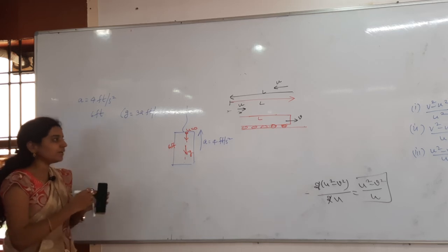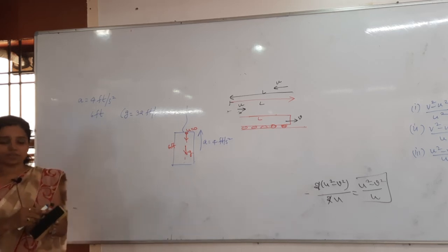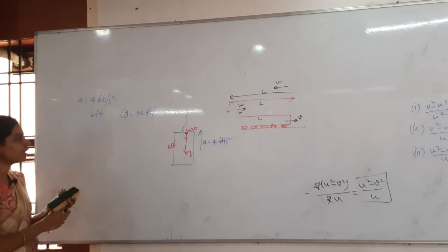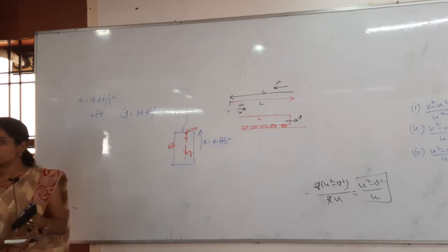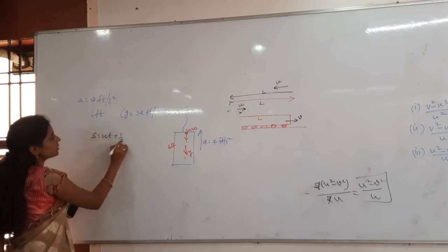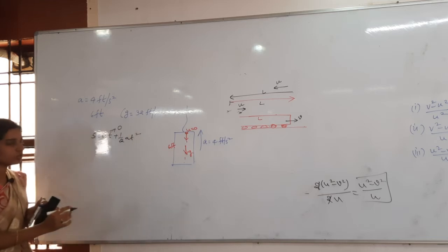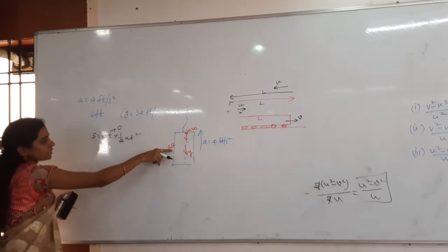Now for a freely falling body, you have to find out the time taken. What is the time taken formula? T is equal to under root 2h by g only, no? Otherwise, S is equal to, what is the formula? ut plus half at square. Freely falling, u is equal to how much? 0.